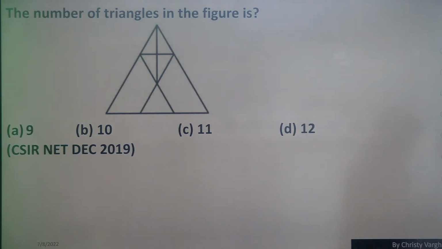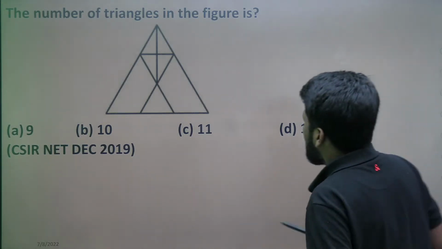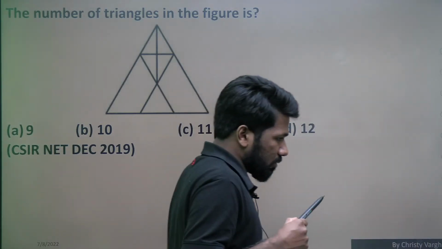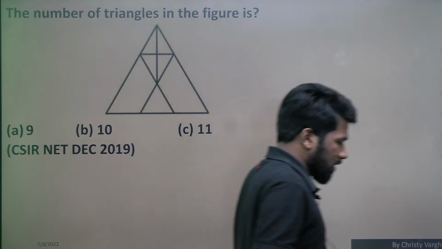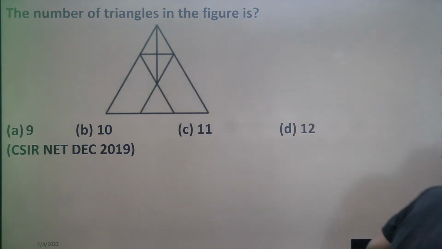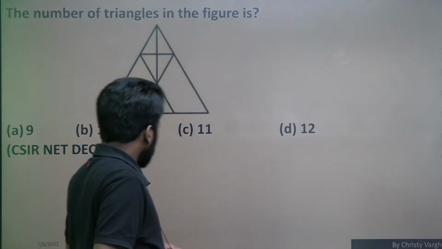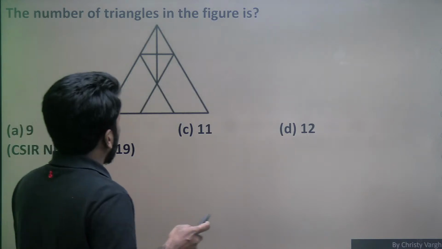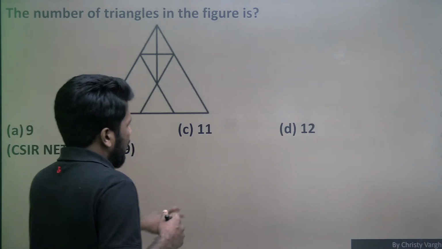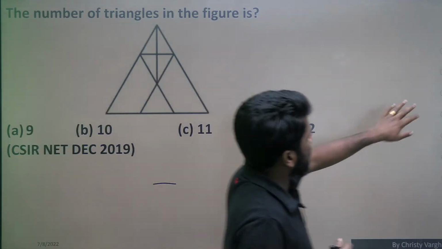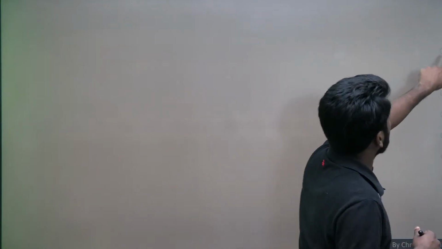Okay, so let's continue. In this question, number of triangles in the figure. Many of you got option C, many of you got option D. Yeah, option D is the correct answer. How option D is the answer, I will explain. The number of triangles in the figure. Triangles also, if you systematically count, it is very easy. Look at this.